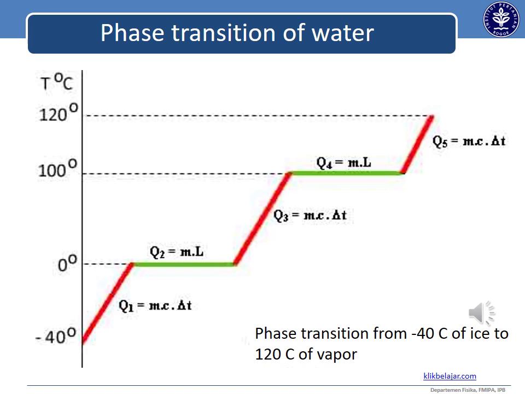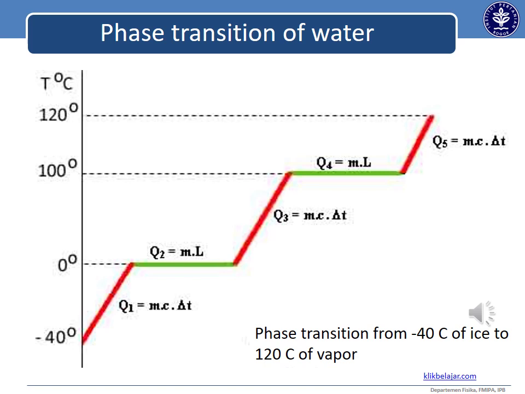The next step: now the ice is already at 0 degrees Celsius, you need to convert it into liquid water. The heat needed for this, Q2, is equal to mL, where m is the mass of the ice and L is the latent heat of water. You see that we have a red line and a green line. The red line means the temperature is increased, the phase is the same. The green line means that the temperature is the same, but the phase is changed from one state to another.